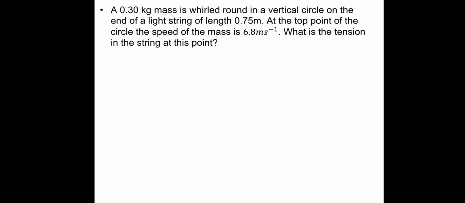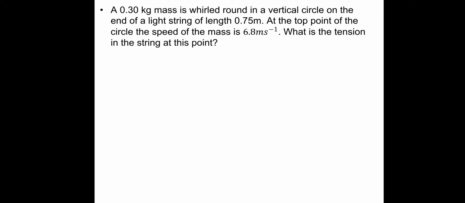So, recap question. Let's pause and have a go. A 3 kilogram mass is whirled around in a vertical circle on the end of a light string of length 0.75 meters. At the top point of the circle, the speed of the mass is 6.8 meters per second. What is the tension in the string at this point?